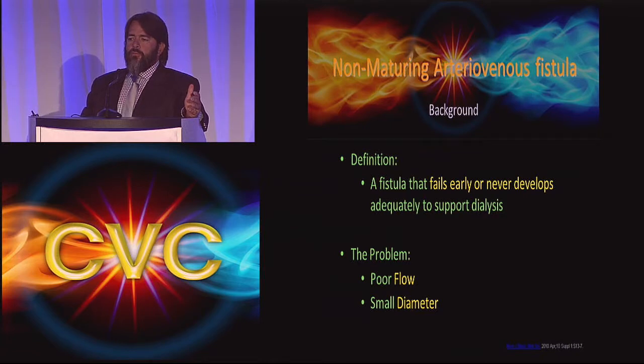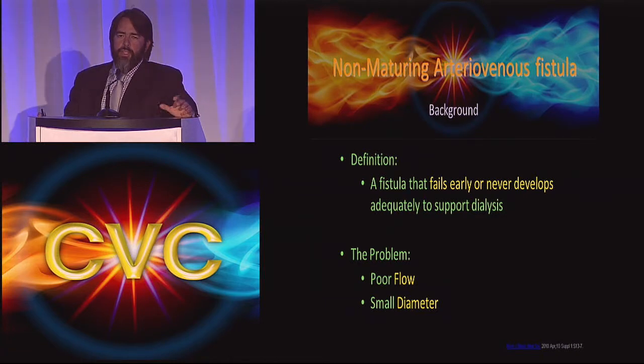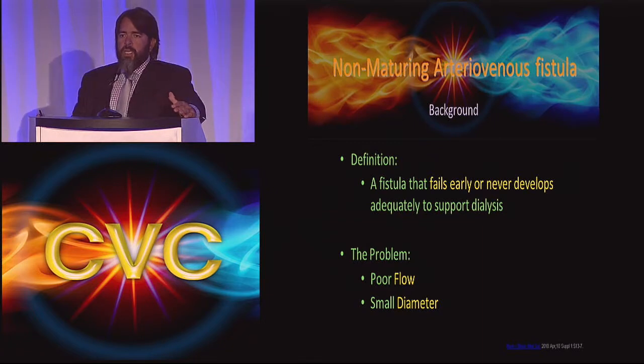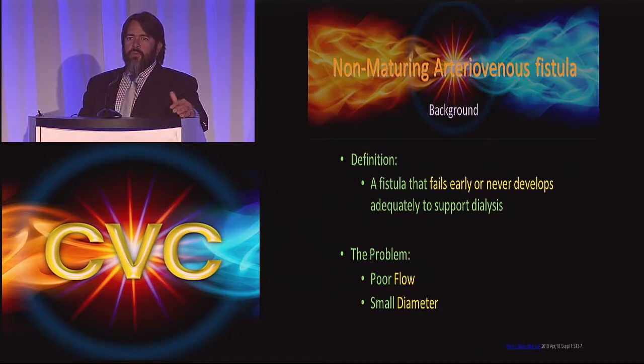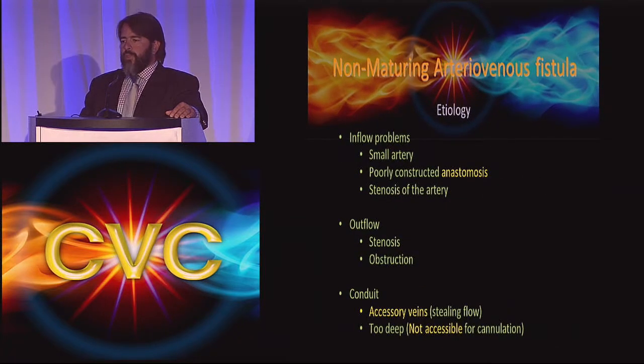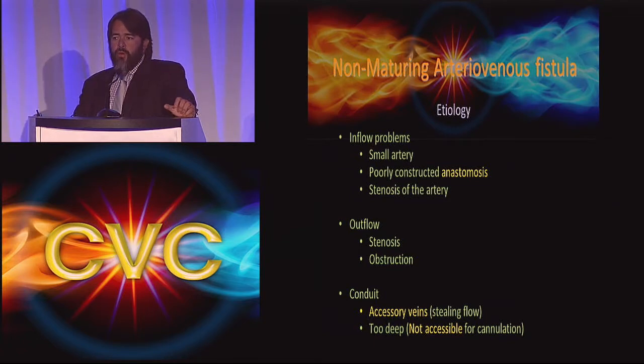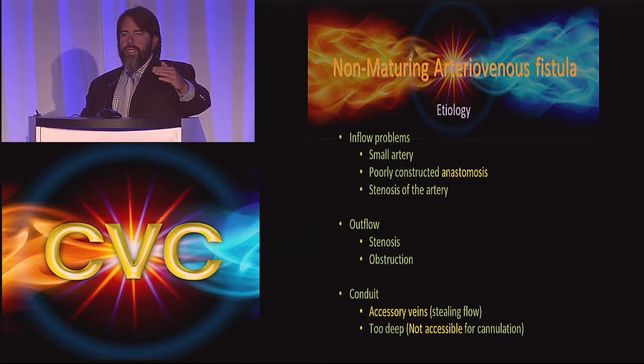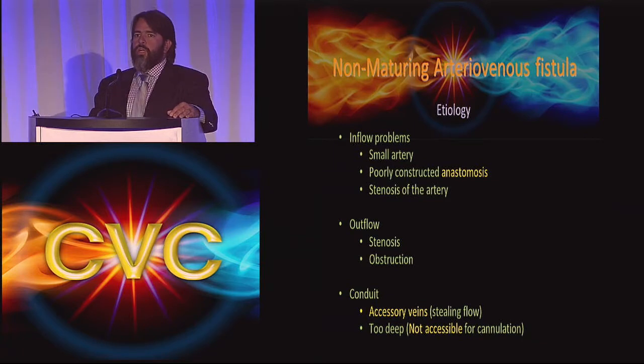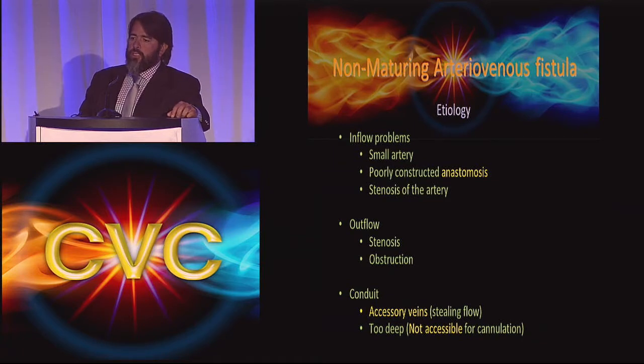So the problem is either flow or diameter. If you don't have enough diameter, the fistula will not mature. And of course, if you don't get it to provide the amount of flow required, then it's not going to be useful. You can have problems with regards to inflow, outflow, or conduit. Most of the time, the problem with the inflow is a poorly constructed anastomosis. Or you can also have a small artery or a stenosis in the artery just proximal to the area where the anastomosis is being constructed. Outflow can be due to stenosis or obstruction.